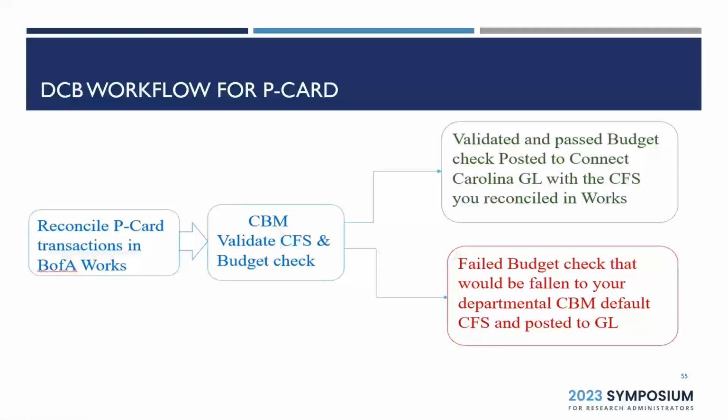Let's see the DCB workflow for PCAR. So you reconcile your transaction in the Bank of America Works system, and the CBM system validates the chart field string and does the budget check. If it passes budget check and the chart field string is validated, it will go to ConnectCarolina GL with the chart field string you reconciled in Works. If it fails budget check, it will fall to your departmental CBM default chart field string and post to the GL. Next slide, please.